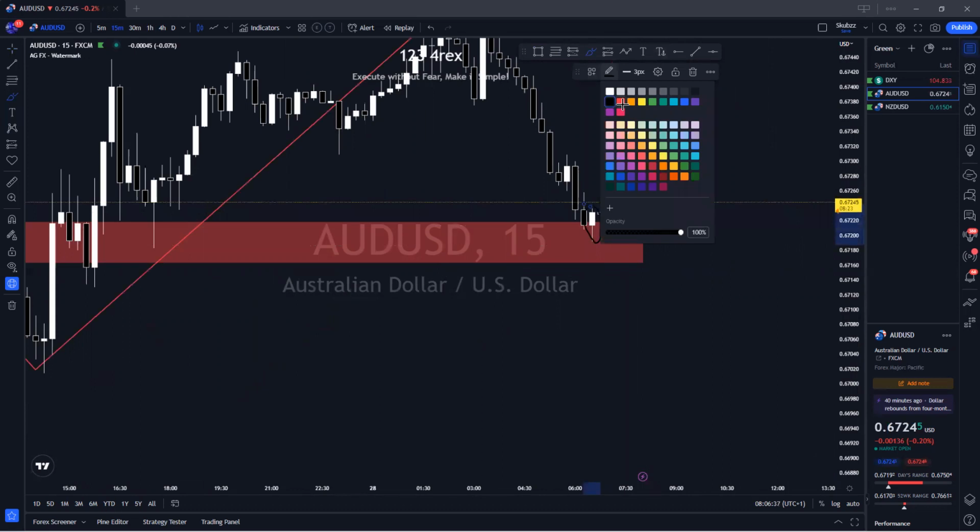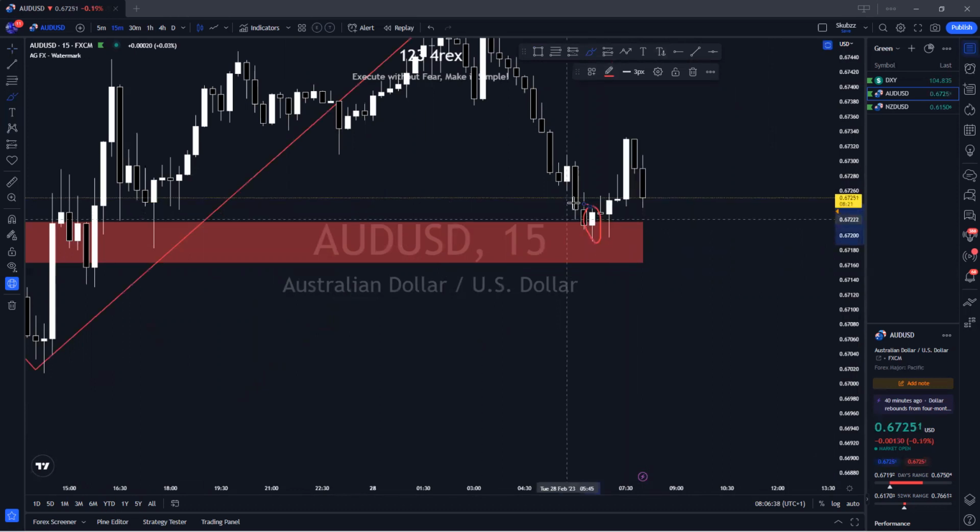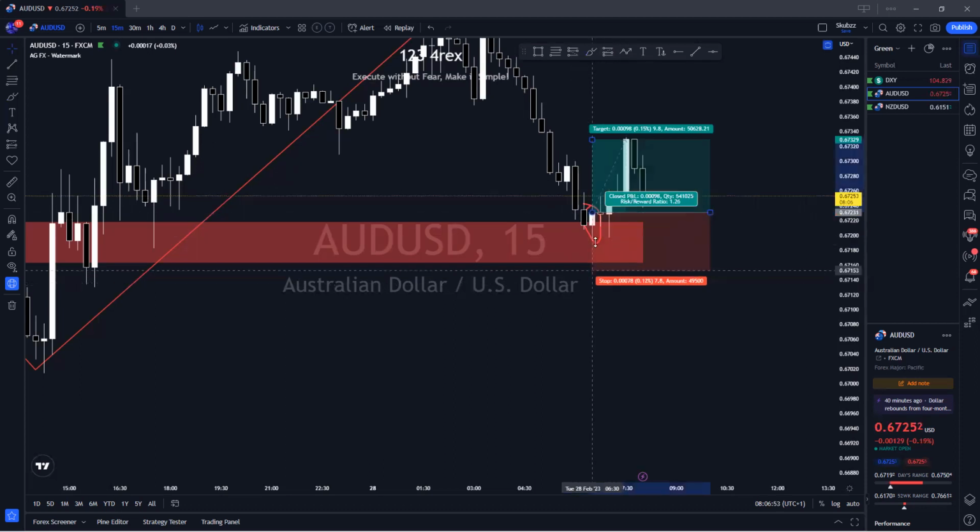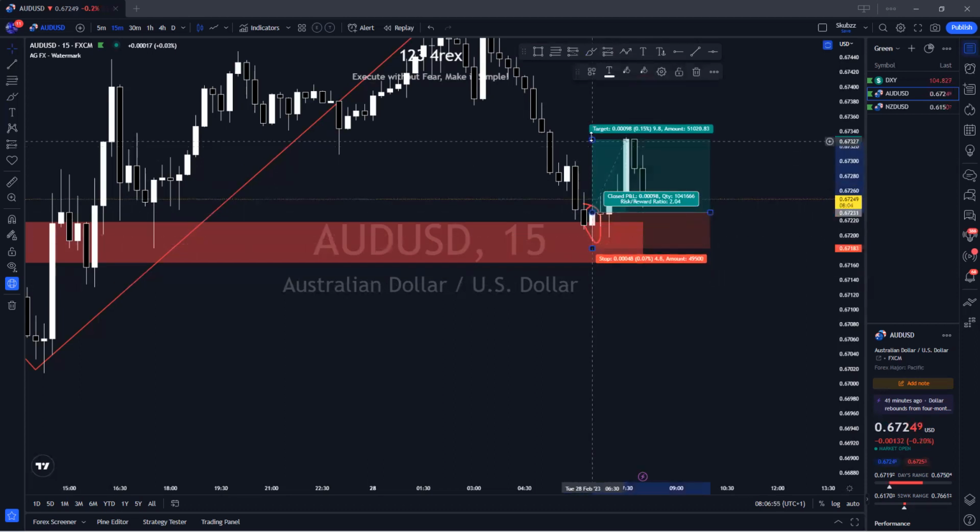Let me change the color of that to brighter. It's an entry criteria in the sense that it's actually a bullish pin bar. So I was expecting buys. But then, like I said, I was not expecting the buys to go on for a long time. So I was just expecting a short buy, something like this. Enter here, stop loss just below the candlestick, and then I was targeting this level here.